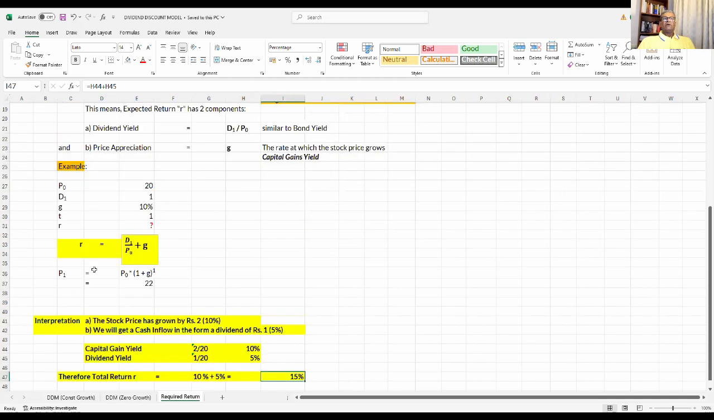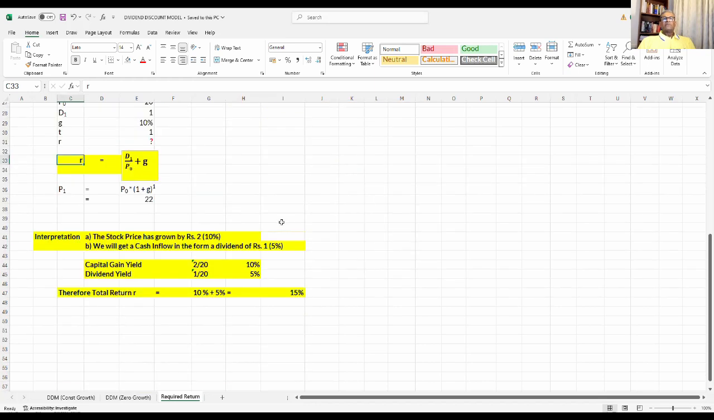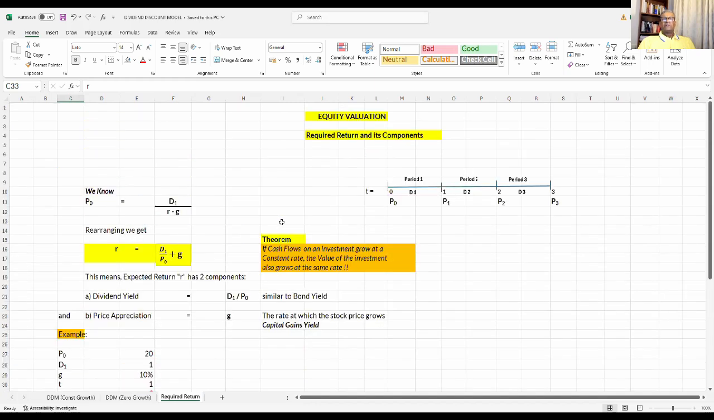Another thing to remember is that the total return consists of two components: the dividend yield and the capital gains yield. In this way, we can see the dividend discount model is a simple and yet informative way of valuing a stock. Next, we will look at the comparable companies model or the multiples model.